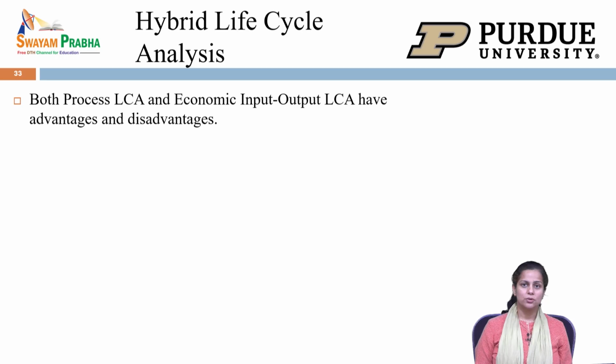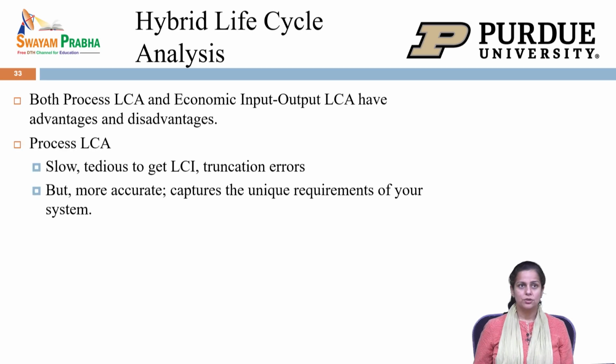So far in the course, we have learnt about process LCA and economic input output LCA, and we have seen the computational structure for both. We have seen that both have advantages and disadvantages. When you talk about process LCA, we have to look at the most important processes. It is slow and tedious to get the LCI, and since we are focusing on the most important processes, we have truncation errors. But of course, it is more accurate because you are looking at the more specific processes that are important for your LCA and your system boundary.